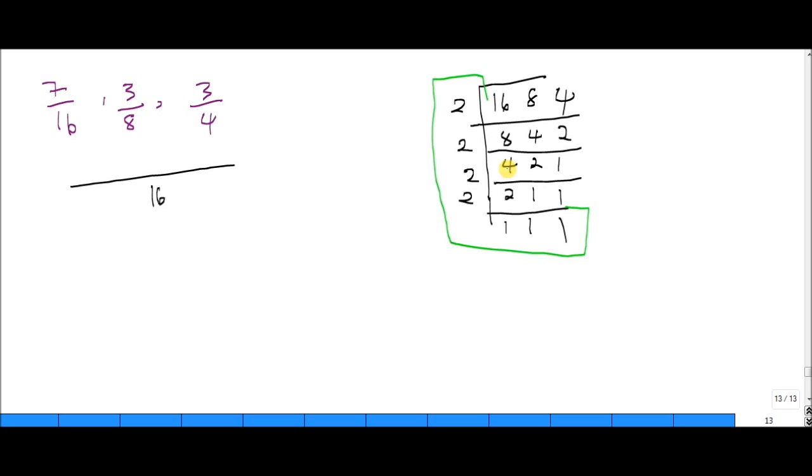So continuing now, still on page 48, we're still at exercise 3, and we're looking at number 2. It says that we should order the following: 7/16, 3/8, and 3/4 in descending order. So the LCM here would be 16, and this is how we arrive at it.